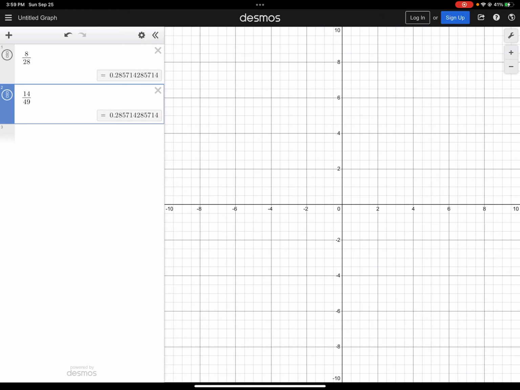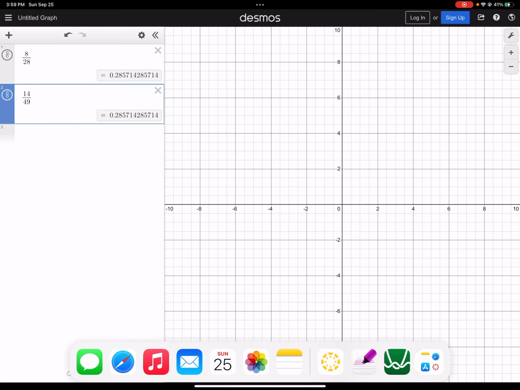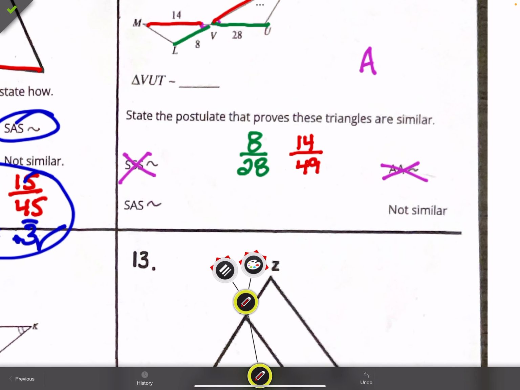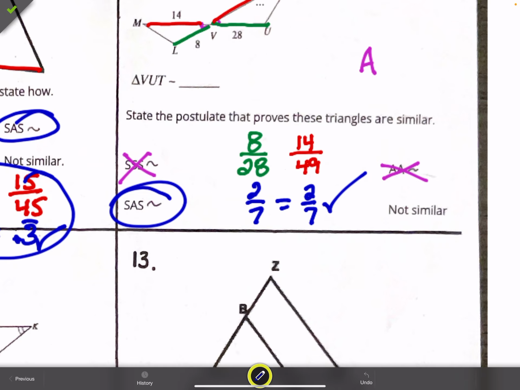So they reduced to 2/7, and I'm actually going to use that instead of trying to write out the 2.28 blah, blah, blah. So they both simplify to 2 over 7. So they are equal. Yay. So yeah, side, angle, side does work, but you have to check your sides.